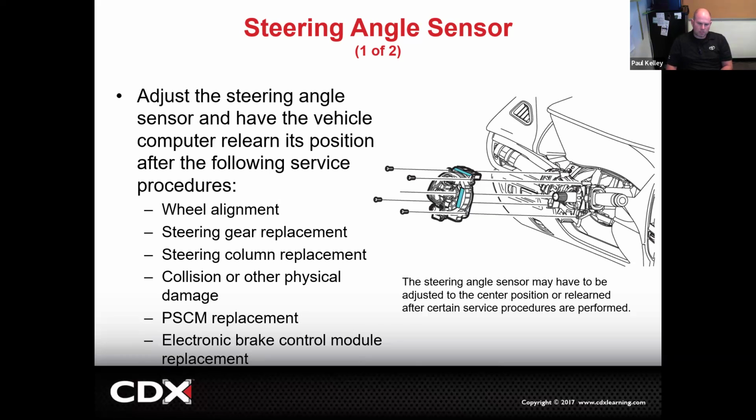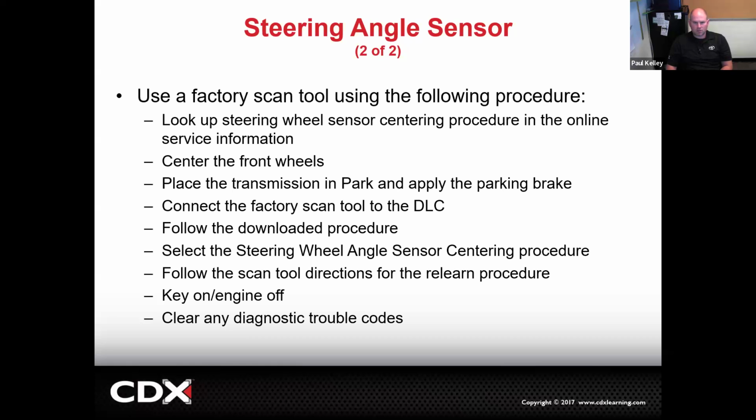The relearning procedure is usually not that tough, right? Fairly simple. Now, look it up, but generally you're going to have to center the wheels, put it in park, maybe apply the parking brake, connect the scan tool. You might have varying information depending on what procedure you've got, but essentially you're going to select steering wheel angle centering procedure one way or another. All makes and models, you're going to have to find something that's similar to relearn. And then it's going to tell you, probably like we said, steering wheel centered, in park, take your hands off it, click the button, and boom, you're there.